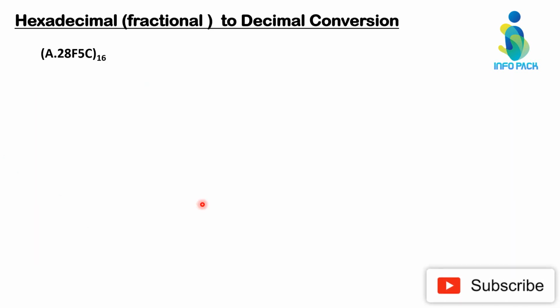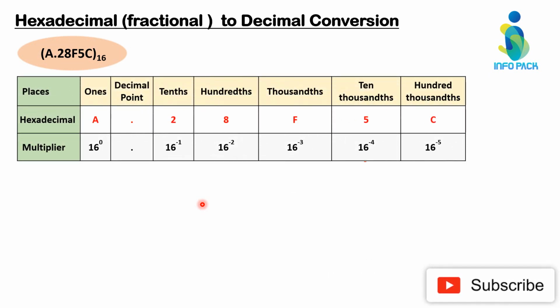And now we are going to convert a hexadecimal fractional number into decimal. So these are the places of this number. Before the point, this is ones. After the decimal point, tens, hundreds, thousands, and so on.